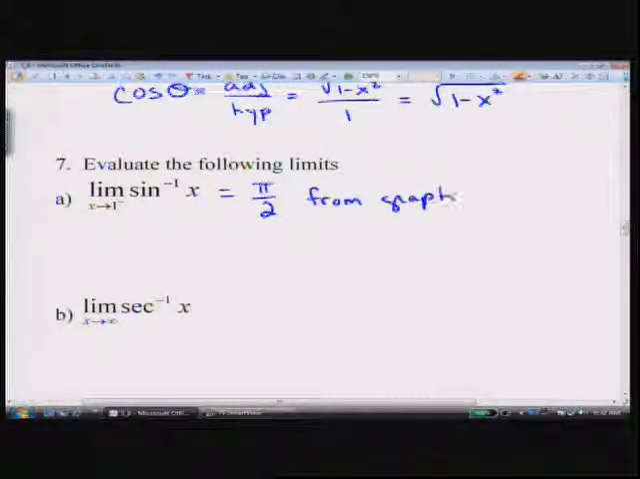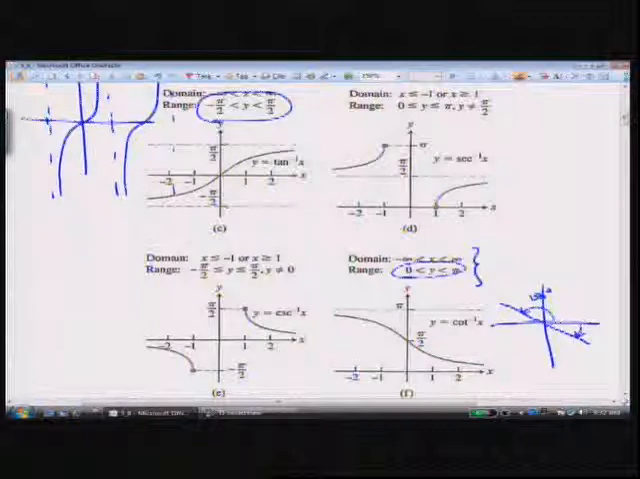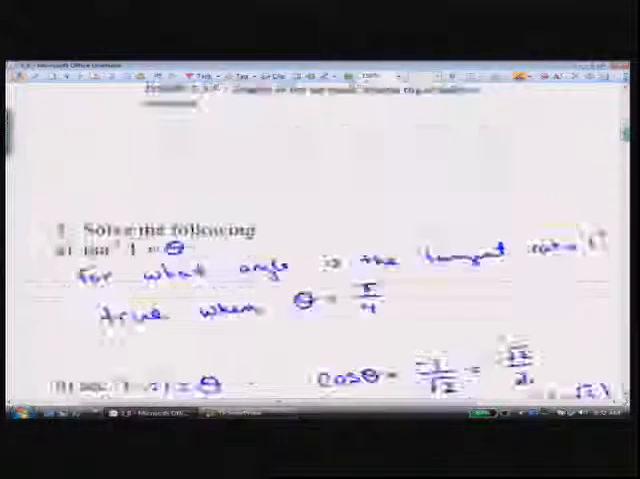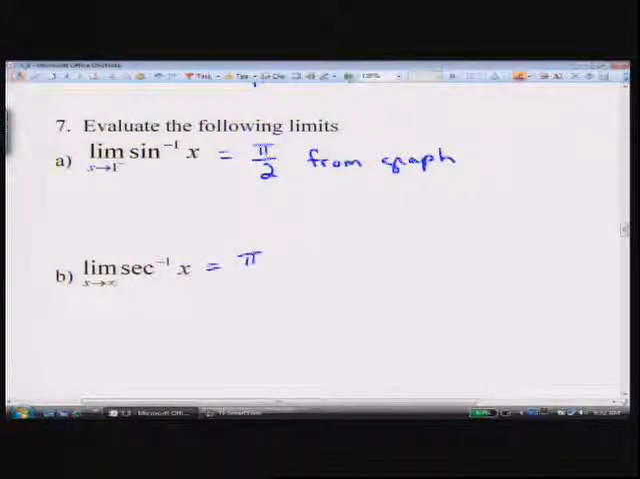Also, from the graph, let's look at this one. The limit as x approaches infinity of the inverse secant of x. All right, so let's look at the inverse secant. As x goes to infinity, what does it look like it's approaching? Yeah, it's got a horizontal asymptote at pi over 2. So as x goes to infinity, the inverse secant approaches pi over 2. Also from the graph.